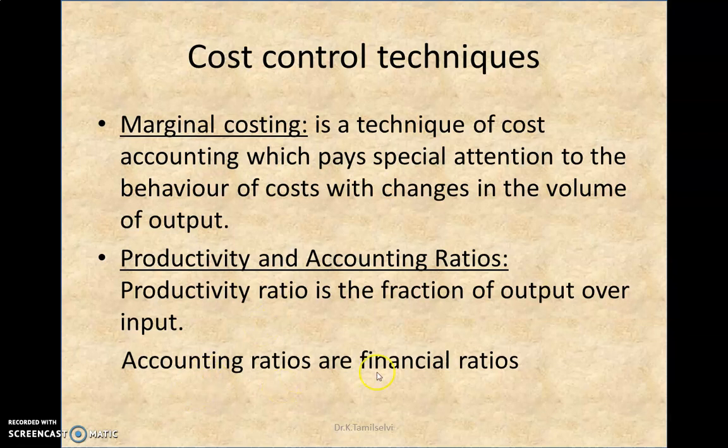Accounting ratios are familiarly known as financial ratios. For example, you can take a debt equity ratio, quick ratio, dividend payout ratios, etc. These are all the different cost control techniques used by the cost accounting department which serve multiple purposes of the management for decision making and control.